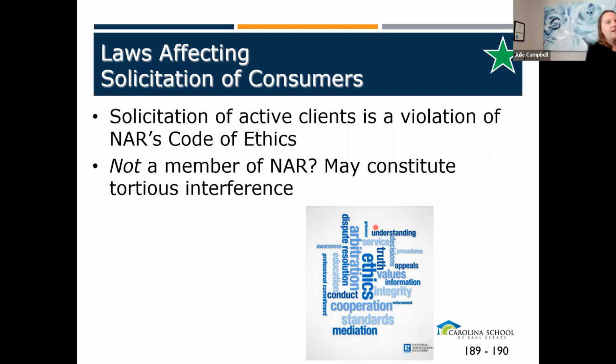That is a direct violation of the National Association of Realtors Code of Ethics. NAR is National Association of Realtors. So once you join NAR, you're kind of held to a higher standard as a realtor. We have a code of ethics that we have to follow, and one of those says we're not going to solicit somebody else's active clients.